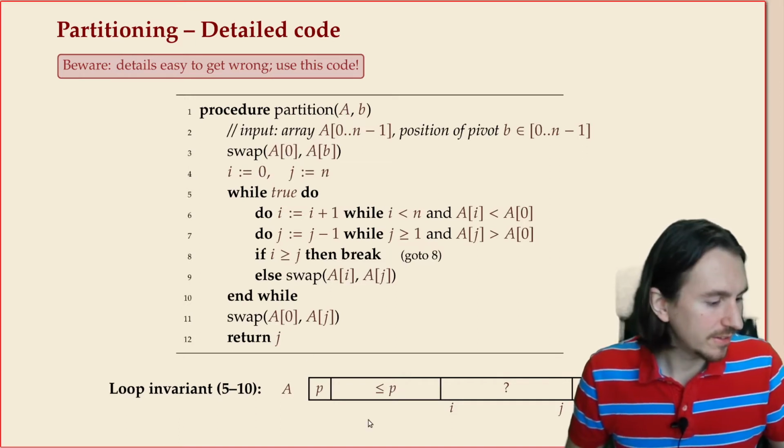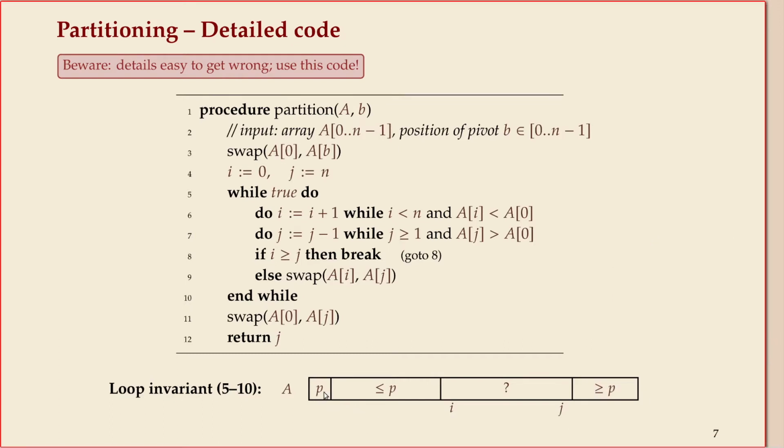Yeah, and this picture below that I'm hiding here is the invariant that holds during the execution. There's the part on the left of i that's small, the part on the right of j that's big. The part between them is unknown as of yet, and the pivot is in the first position.